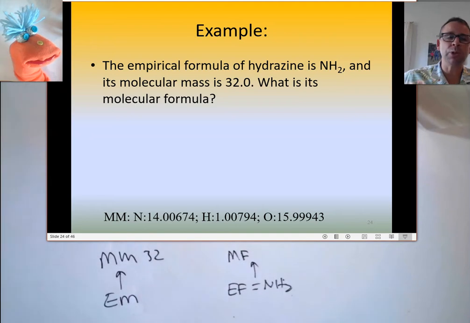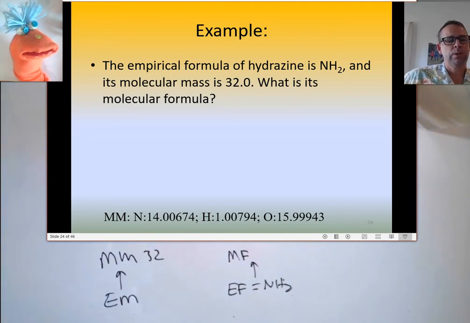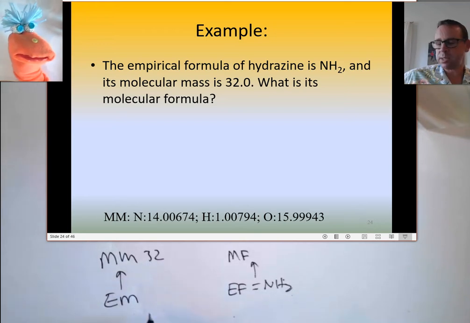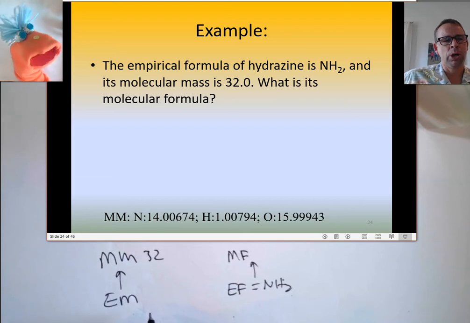So we need to know that multiplier. But we know that the same multiplier exists here. Well, too bad we don't know the empirical mass, because then we could just take 32 divided by the empirical mass, and that would be our multiplier. Follow that? Yeah, I see that. We can get the empirical mass, though, can't we? We can. How do we get it? Just the mass of the empirical formula.